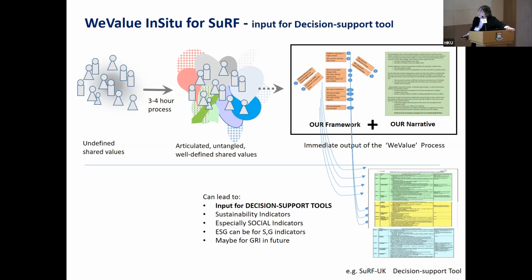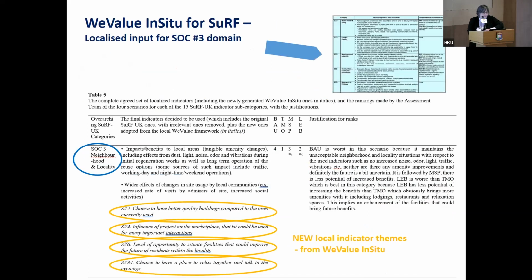And you can modify those and insert them into the SURF UK tool, because it was designed to be flexible enough to allow localization. And here's what we did, and this is actually published in a paper. The blue was social, number 3, and the first 2 of those original ones have remained, 1 got thrown out. And here are some new indicators which have come from the WeValue InSitu.